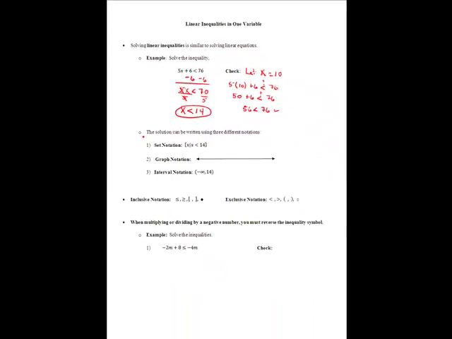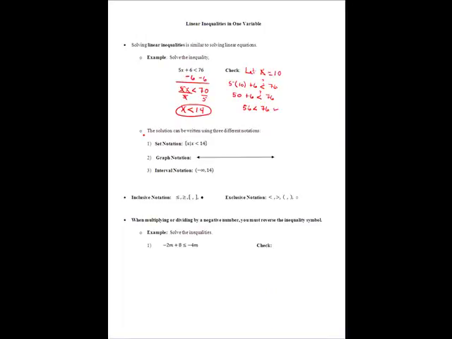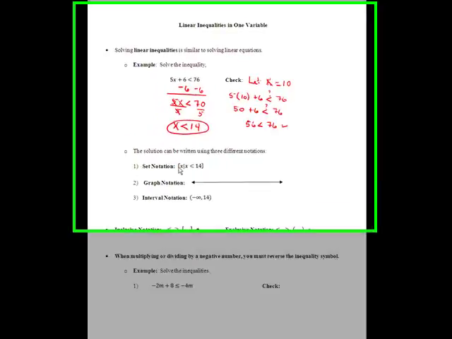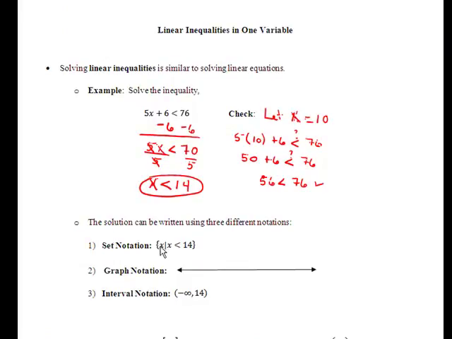Okay. Let's take a look at how we want to actually write our answers. The solution can be written using 3 different notations. The first notation is the set notation. With the set notation, we have these fancy brackets here. And all that means is the set of all x such that x is less than 14. So here's our x less than 14 solution that we got earlier.